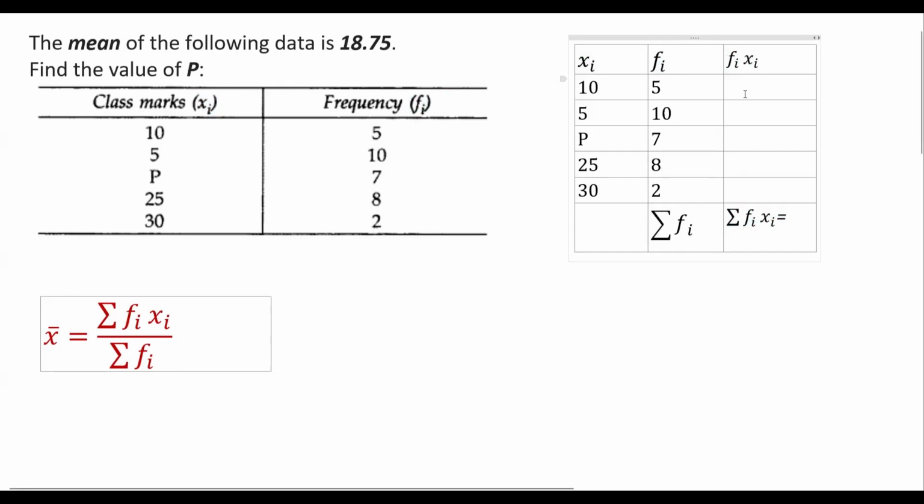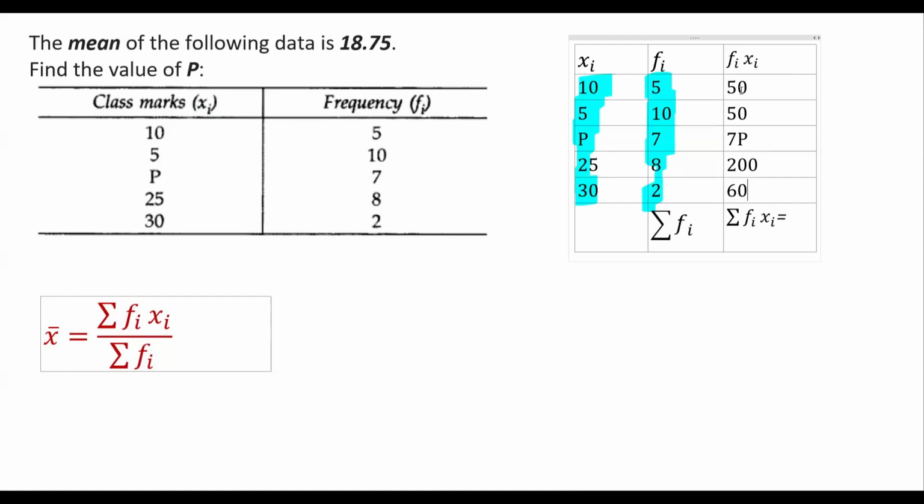Then we have to find Fi(xi). Clearly, we know that we have to find the product of this and this to fill this Fi(xi) column. So Fi(xi) is what? 5 into 10, that is 50. Next is 10 into 5. It's 50 again. We have 7 into P, that is 7P, and 25 into 8, right? Should be 25 into 4 is 100, so it's 200. And then this is 60.